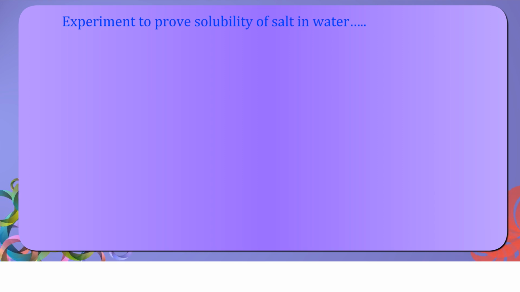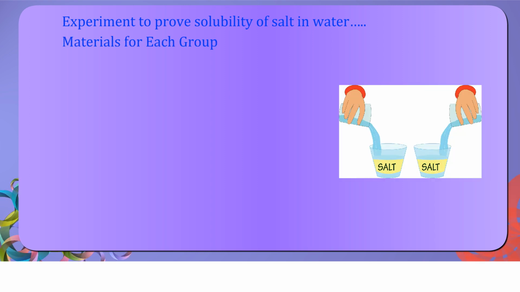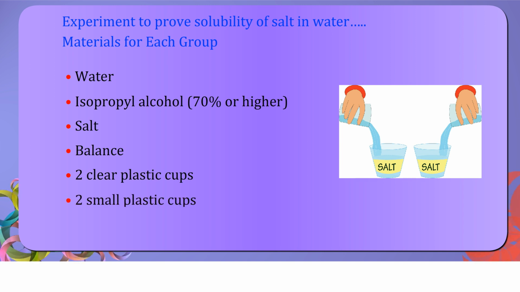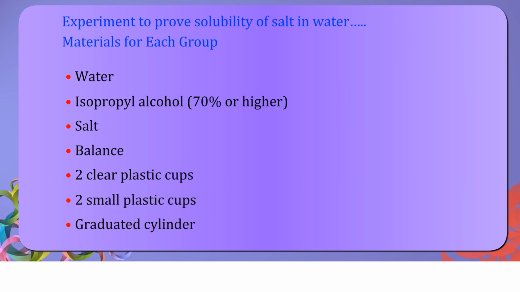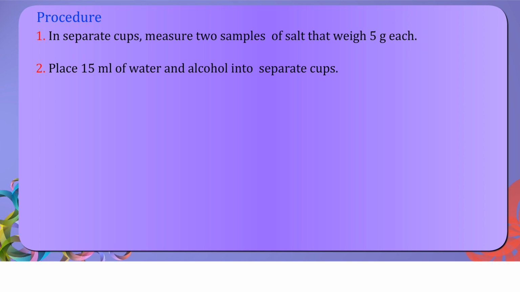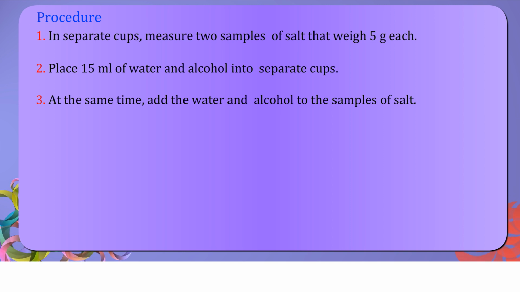Experiment to prove solubility of salt in water. Materials for each group: water, alcohol, salt, balance, two clear plastic cups, two small plastic cups, graduated cylinder. Procedure: in separate cups, measure two samples of salt in each. Second, place 15 ml of water and alcohol in separate cups. Third, at the same time, add the water and alcohol to the samples of salt.